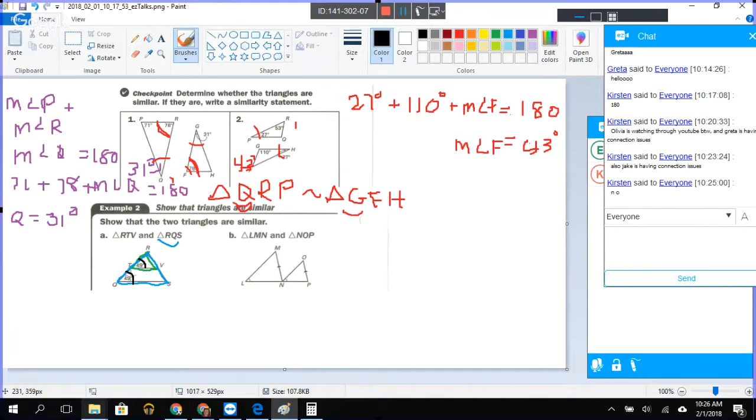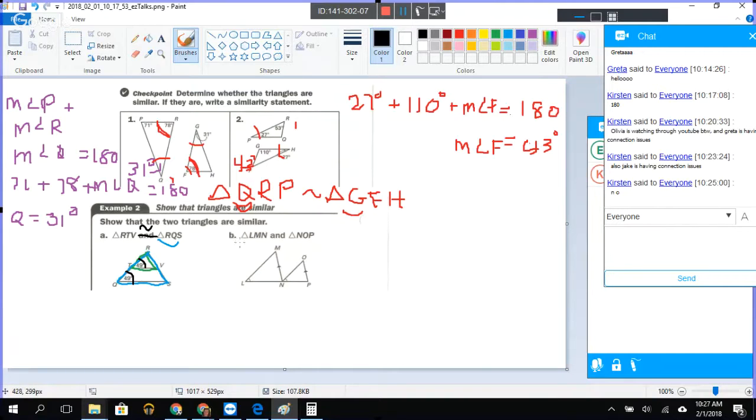So we have that the measure of angle Q equals the measure of angle RTV, and we have that angle R equals angle R, so we can say that triangle RTV is similar, right? Not congruent, just similar to RQS. RTV is similar to RQS, and they're written in the right order.